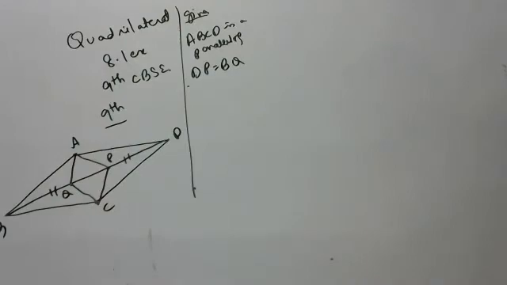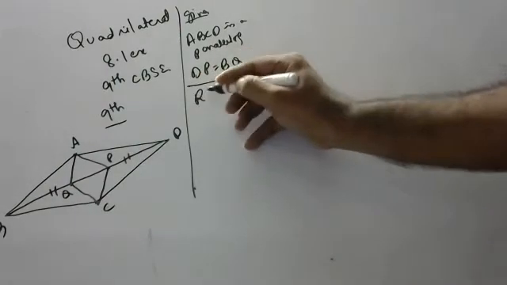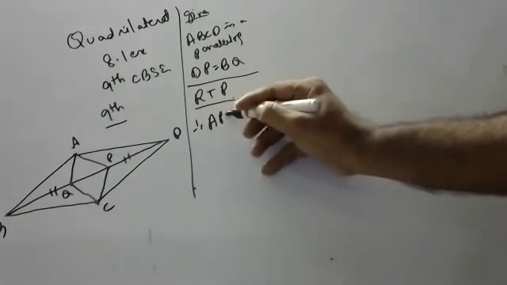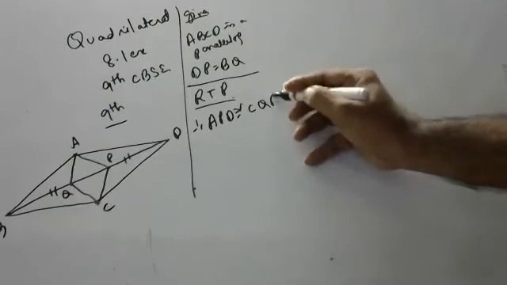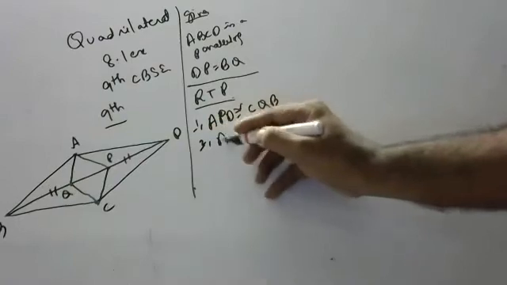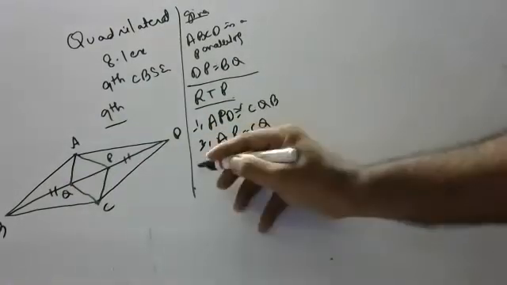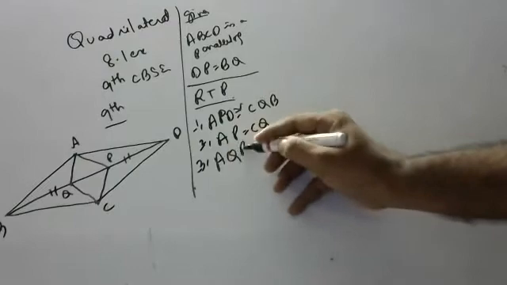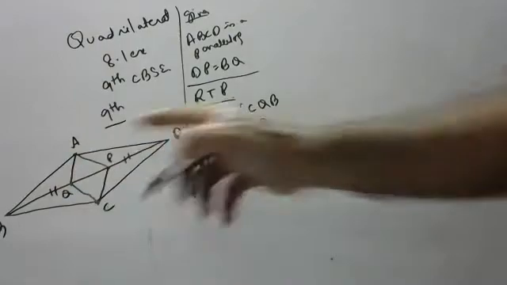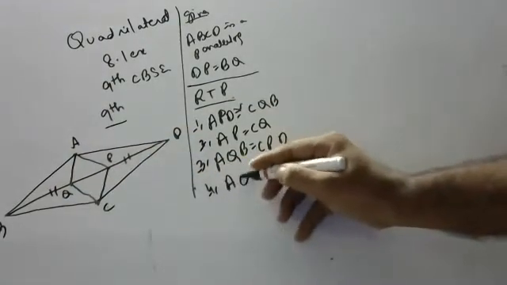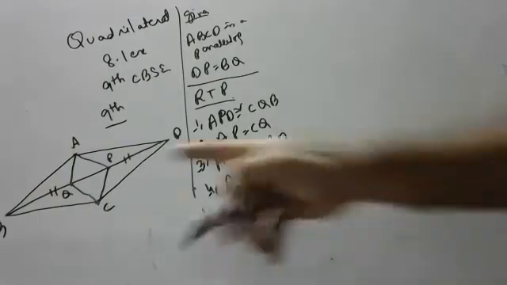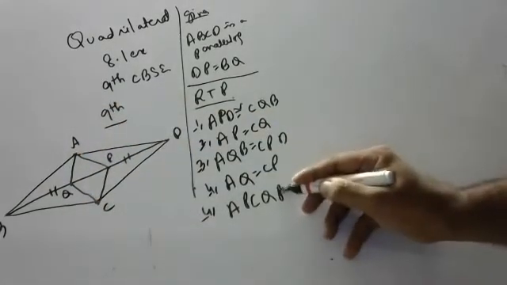Okay, and what else is required to prove? Children, please concentrate, don't write, later you can copy. Triangle APD is congruent to triangle CQB. Second, AP is equal to CQ, which you will get by CPCT. Third, triangle AQB is congruent to triangle CPD, and by CPCT you will get AQ is equal to CP. Internally they are also asking to prove that APCQ is also a parallelogram.